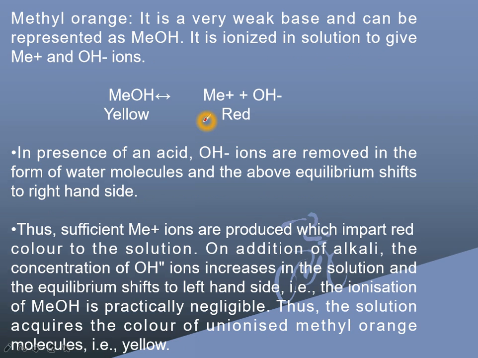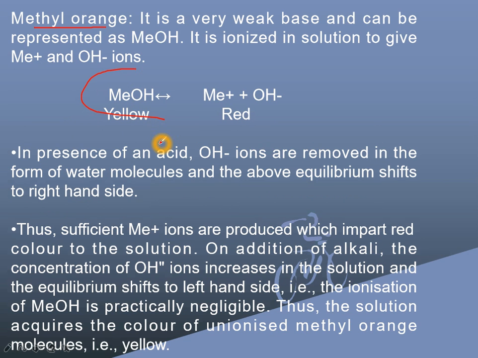Next is the explanation of Ostwald theory with the example methyl orange. It is a very weak base and can be represented as MeOH. The ionization is given here. MeOH gives Me plus plus OH minus. The undissociated form is having a yellow color, while the dissociated form is having a red color.